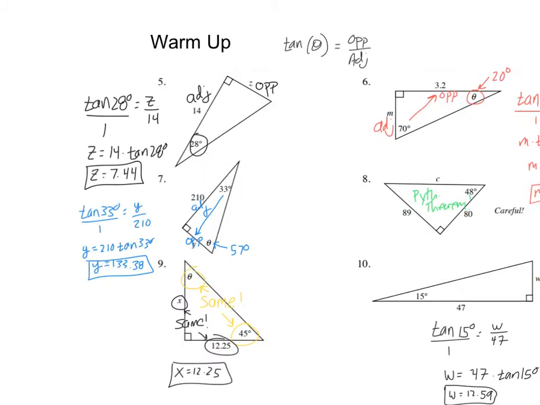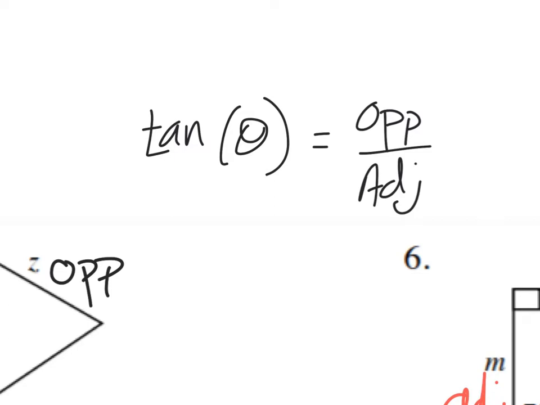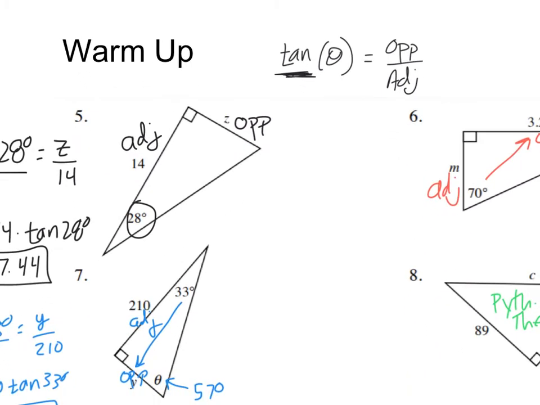Alright, let's see how we did. As a reminder, what we established yesterday, we talked about this thing called slope ratio. Slope ratio is the ratio of the opposite leg to the adjacent leg given a particular slope angle. We call that ratio the tangent ratio, so we use this equation called tangent. The tangent of an angle is the opposite leg divided by the adjacent leg.